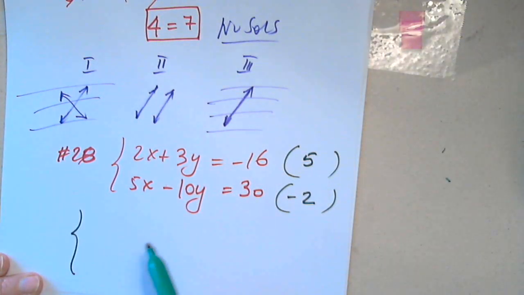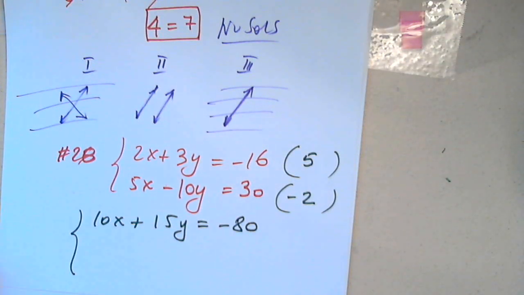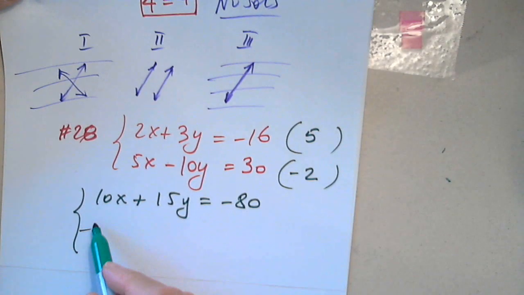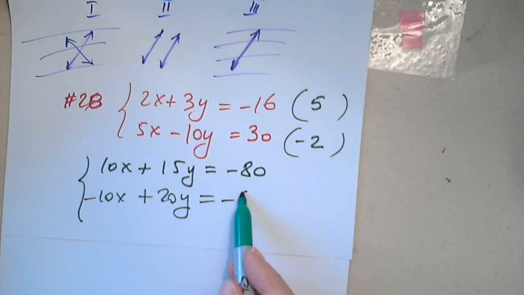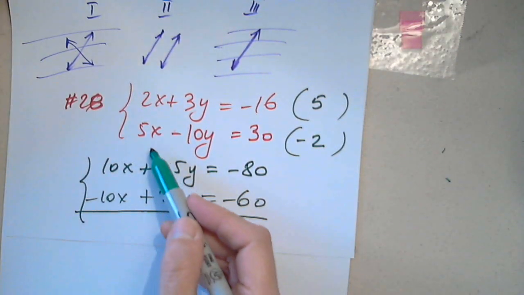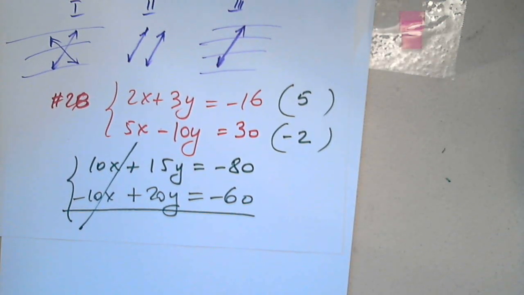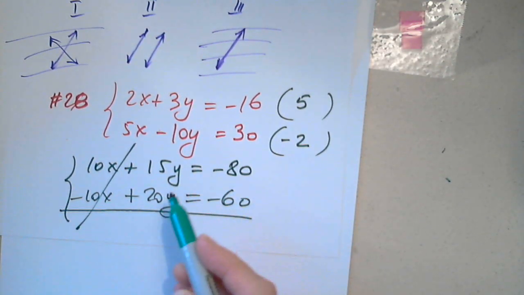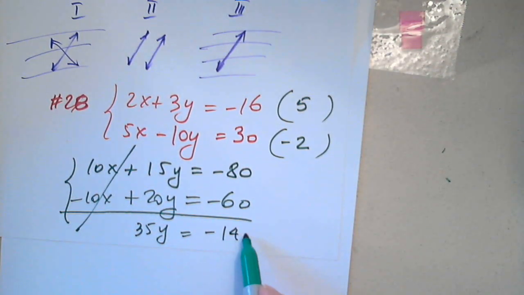So keep the equations together when you use elimination. 10x plus 15y equals negative 80. And we multiply by negative 2: negative 10x plus 20y equals negative 60. And I accomplished what I wanted. I wanted to eliminate x. Now I perform the operations I see, and this is 35y, and this is negative 140.